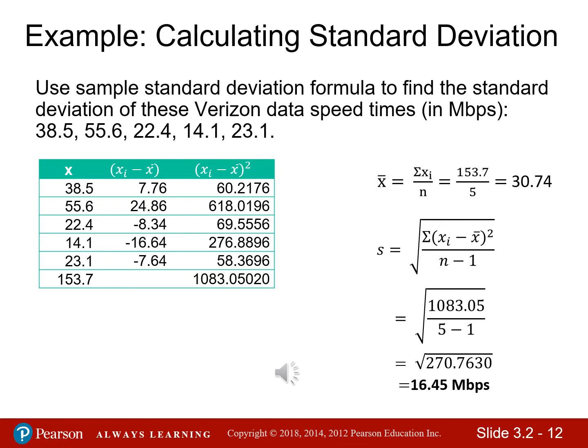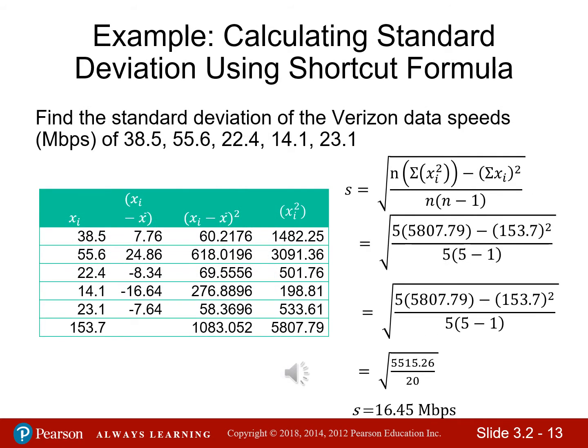So now you can see that our standard deviation for this sample is going to be the square root of 1083.05 divided by n minus 1. In this case, we have 5 observations, so we're going to divide it by n minus 1, or 4. So then our next step is to take the square root of that, and finally we see that our standard deviation for our data set is 16.45 megabits per second.